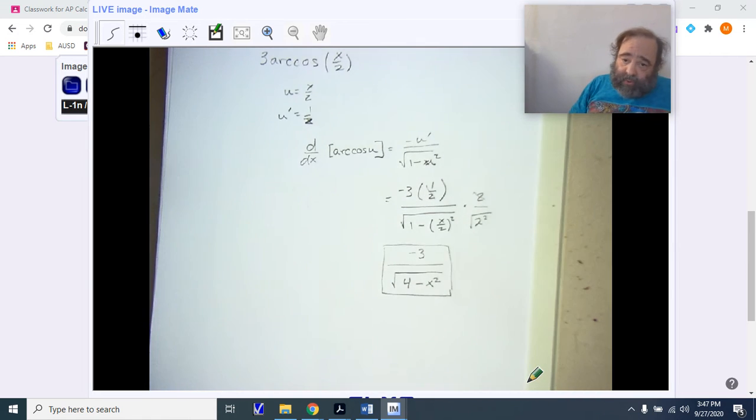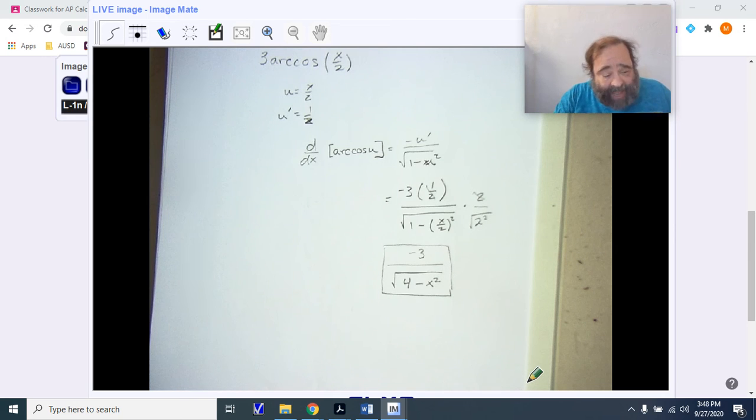Now, as I've told you in the past, in the previous example, I recommend that you use the formula. The formula is going to be a lot easier to work with, and if you choose not to, you're going to have to set the 3 arc cosine of x over 2 equal to y, and you're going to have to work through it and differentiate the way we would normally do it. I hope that you use the formula.